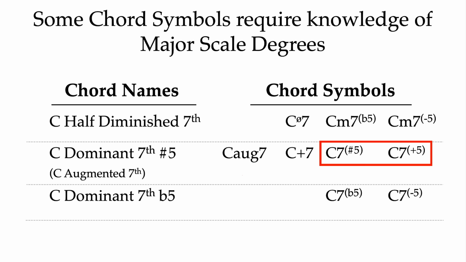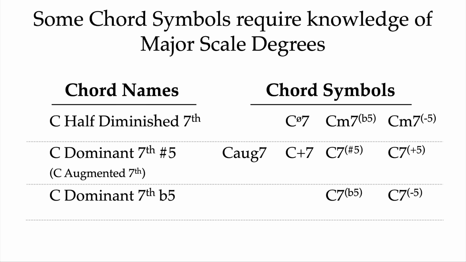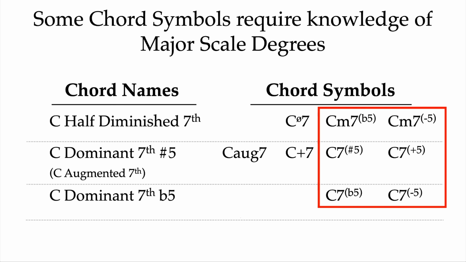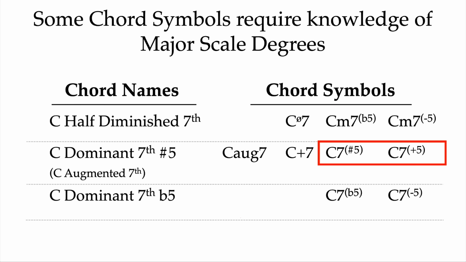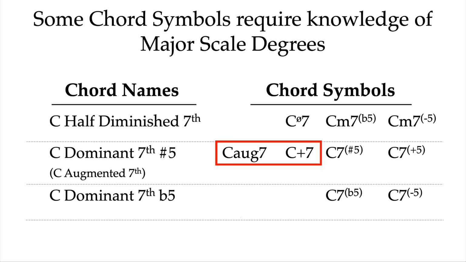Then here we can also see the chords as a C7 chord, so C dominant 7th chord, with a sharp 5, or a plus 5. And then with our C dominant 7th flat 5 chord, we have the flat 5 or minus 5. So now that we understand how the major scale degree system works, we can now read chord symbols with major scale degree designations like flat 5 and sharp 5, where we're sometimes thinking of the chord in a different way, like a C dominant 7th chord with a sharp 5 instead of an augmented 7th chord.